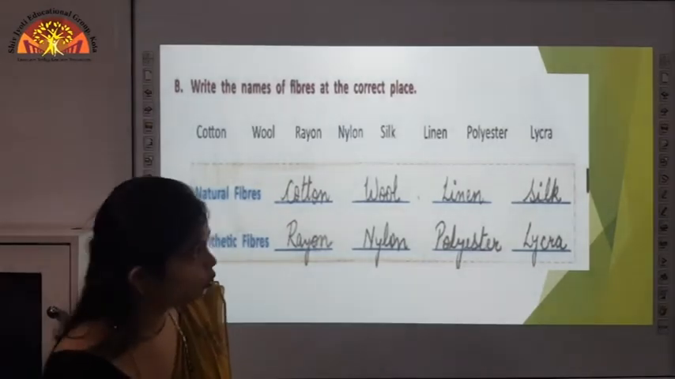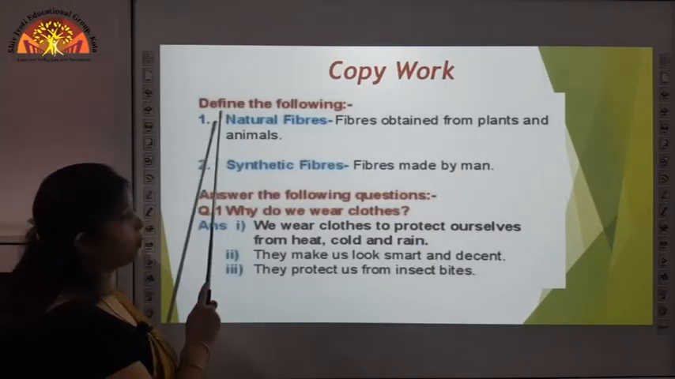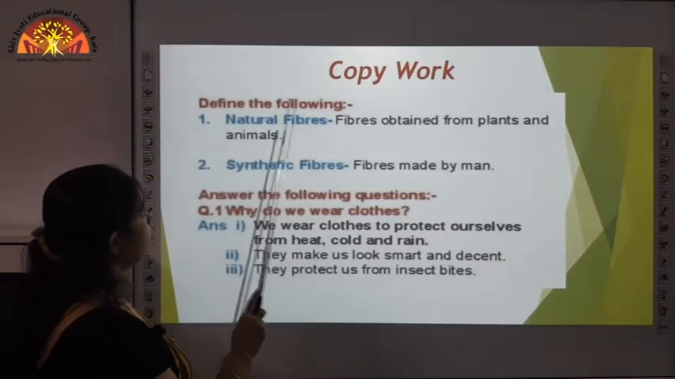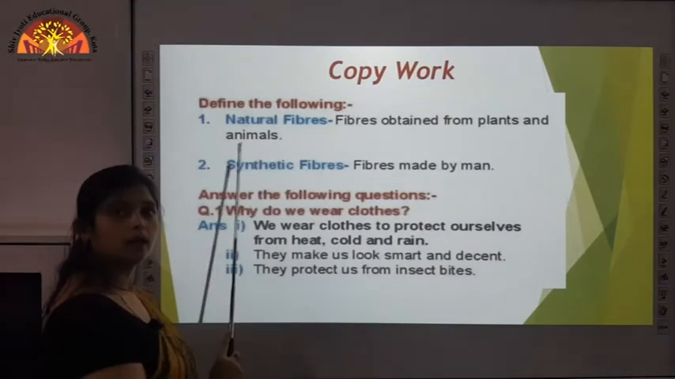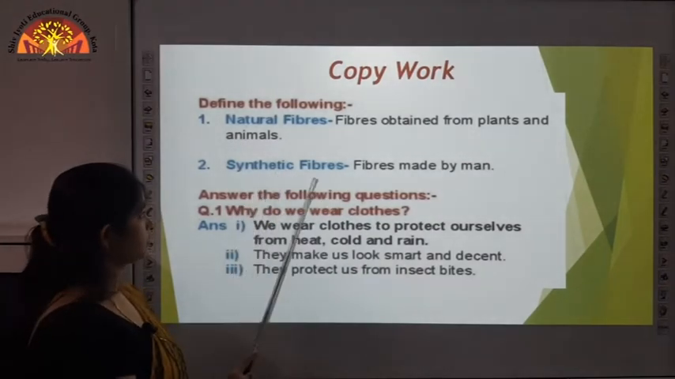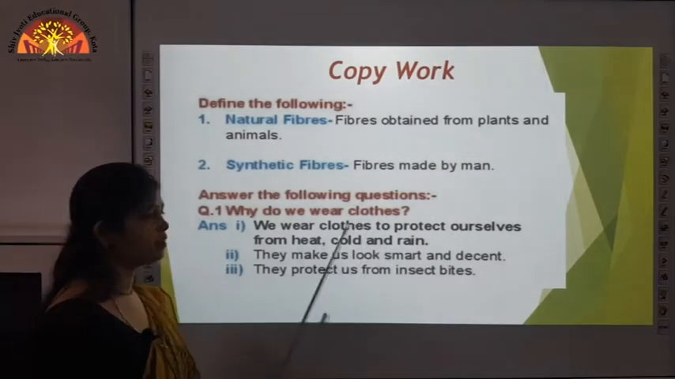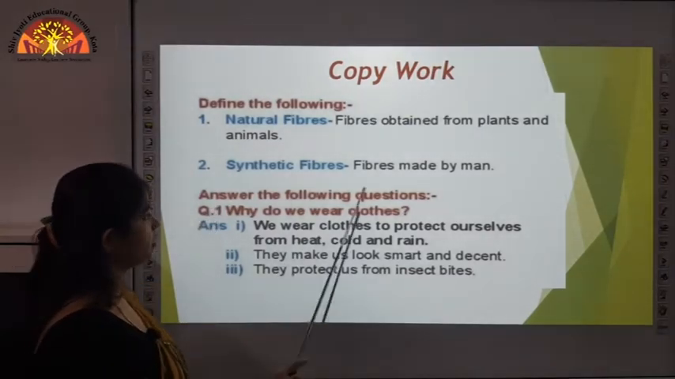Now we come to copy work. So let's start the copy work with the definitions. So first definition is natural fibers, fibers obtained from plants and animals. Synthetic fibers, fibers made by man. And we have studied so many examples of these. Now we come to answer the following questions.